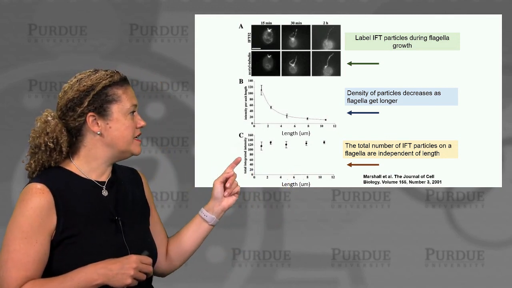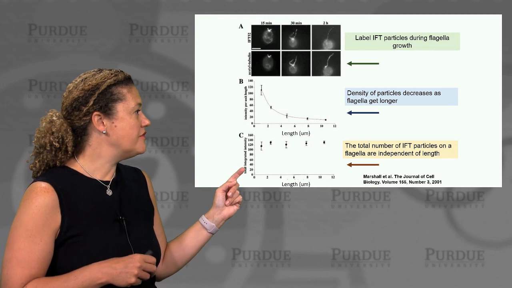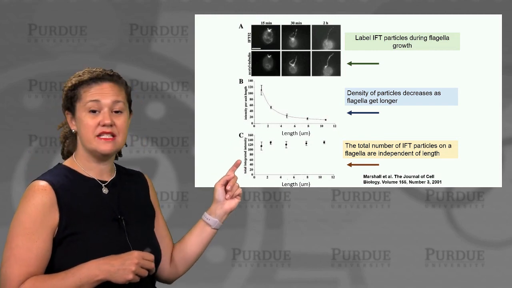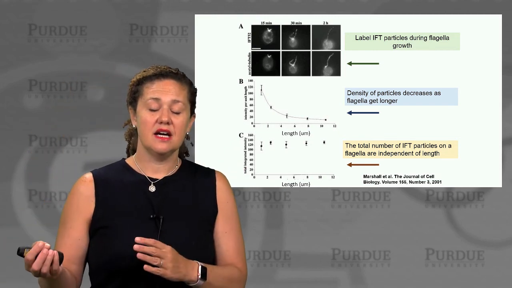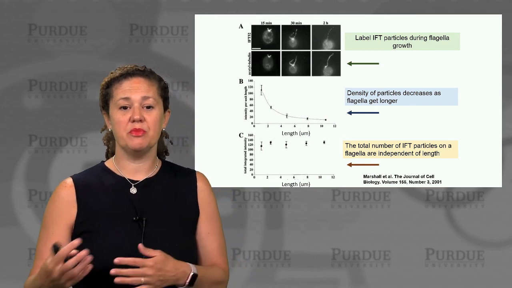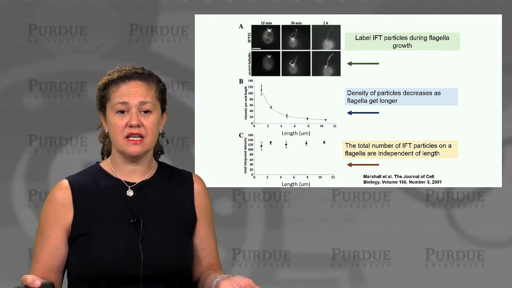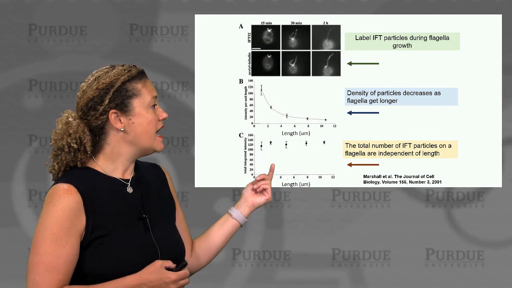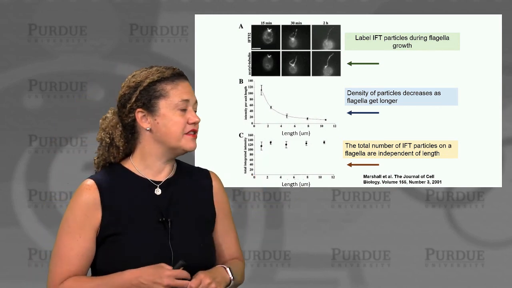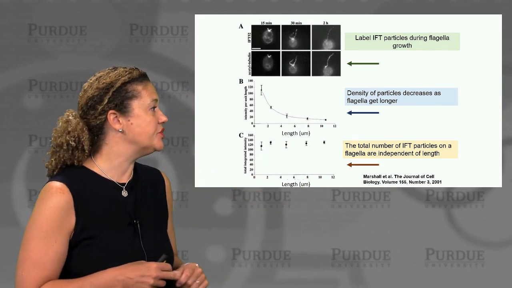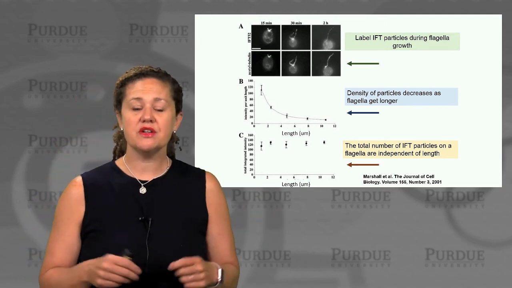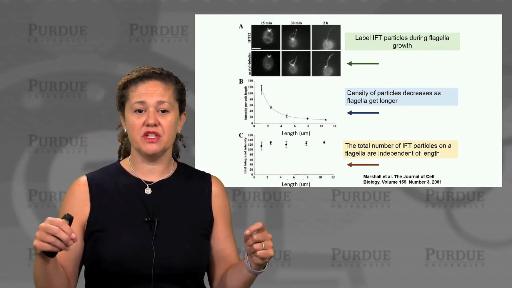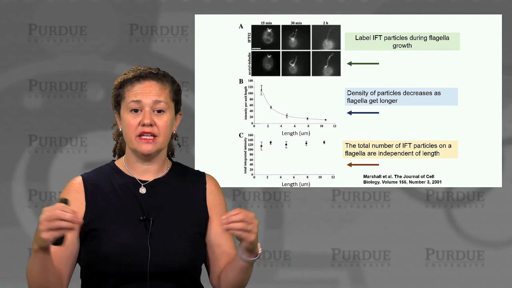So here in this figure C, we have the total integrated intensity. This is looking at the fluorescence, which will be proportional to the amount of IFT content that's there, as a function of the length of the flagella. And you can see that that value is constant. So there's a set number of particles on the flagella, no matter how long it gets.